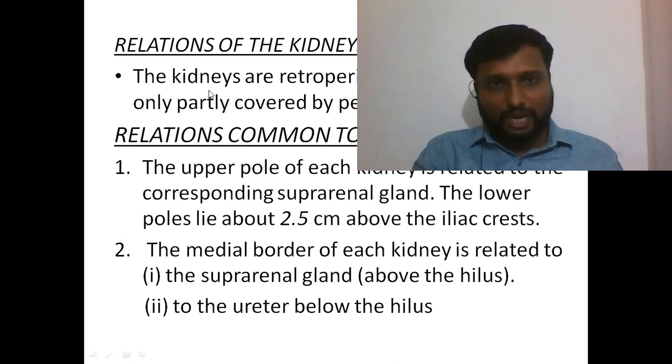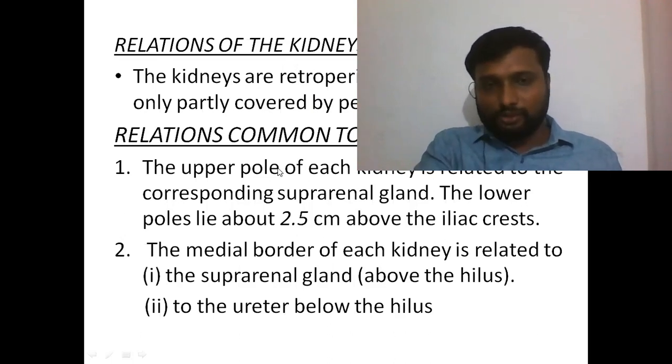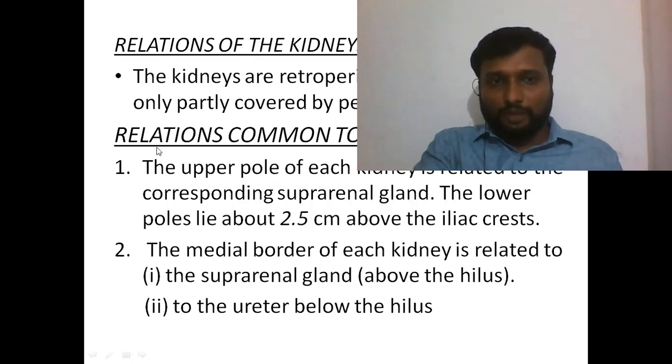So only the anterior surface. The first point is the peritoneal relation. Along with the pancreas, where we first discussed the peritoneal relation, then the visceral relation. So here also the same point. First one, peritoneal relation: only the anterior surface is related to the peritoneum. Then visceral relation.